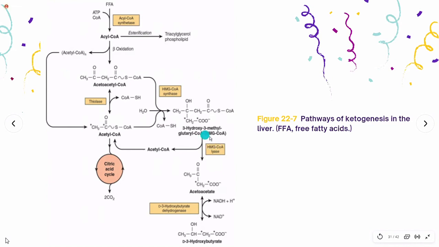Now, I want you to remember this compound, HMG-CoA, hydroxymethylglutaryl-CoA, because this compound will appear in our cholesterol synthesis. So what is it made of? Acetoacetyl-CoA plus a molecule of acetyl-CoA, catalyzed by HMG-CoA synthase, to form HMG-CoA. And that HMG-CoA is split by HMG-CoA lyase, and you have acetoacetate, the ketone body, and acetyl-CoA.